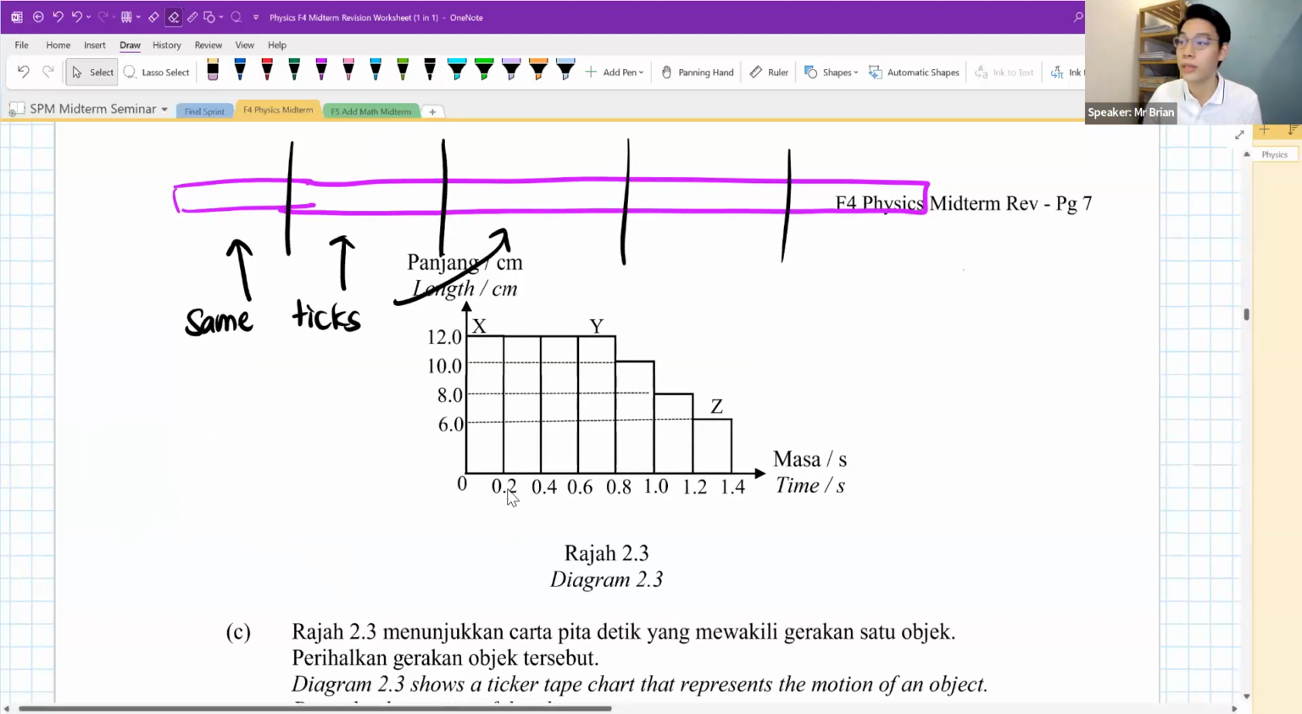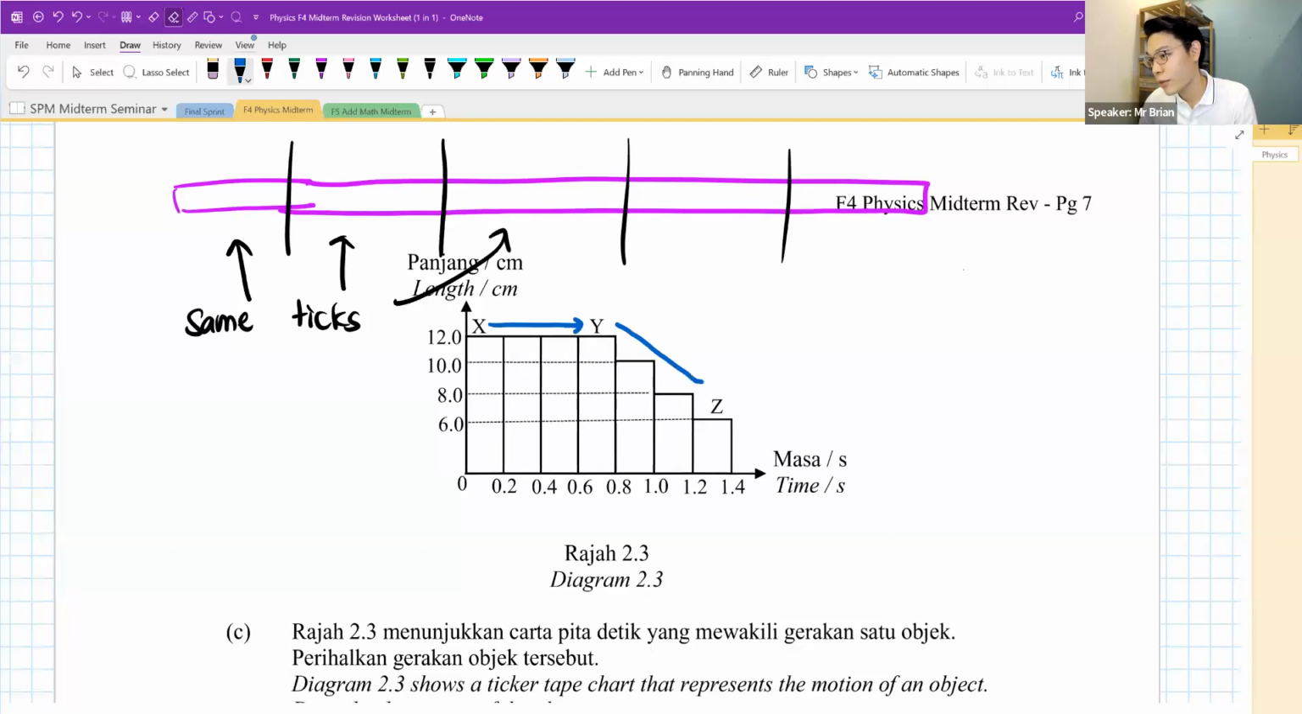So, describe the motion of the object. We have a few parts here. From X to Y is a different type of motion. From Y to Z is a different type of motion. Let's bring back the main thing that we talked about on how to decide. I don't need to give you any value, and you don't need to do any calculation. To know what kind of motion, you just have to see the gaps.